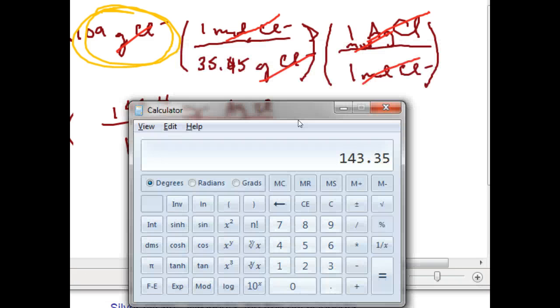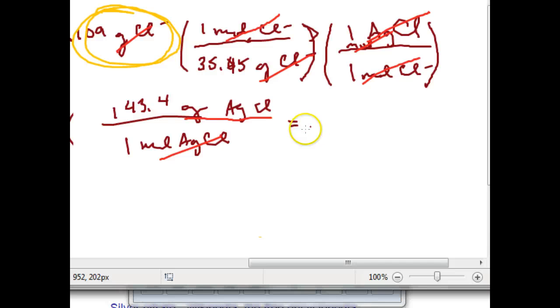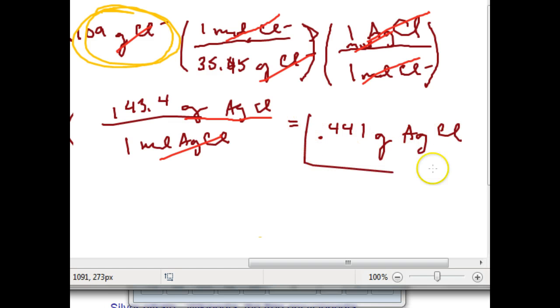So, deploy calculator. 0.109 divided by 35.45 times 143.4. That's 0.441 grams AgCl. That's it. Okay? So there were 2 answers. This answer and that other answer. I suggest you do this problem on your own once you get the gist of how to do the calculations. Okay? Thanks, Jason. I will stop this now.